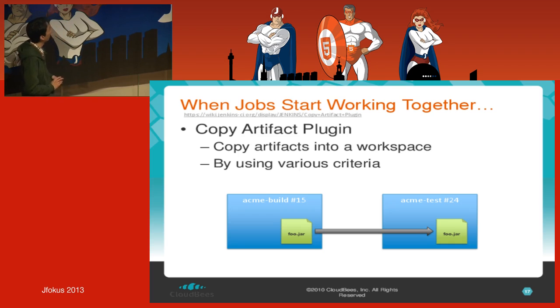Now, if you're using Maven, for example, you might choose to do this through external repository managers and so on. But if your system isn't all that complicated, it is often just as fine to copy files from one build to another. This functionality is provided by the copy artifact plugin. And the neat thing about the copy artifact plugin is that it allows you to specify various criteria. What do I mean by various criteria?